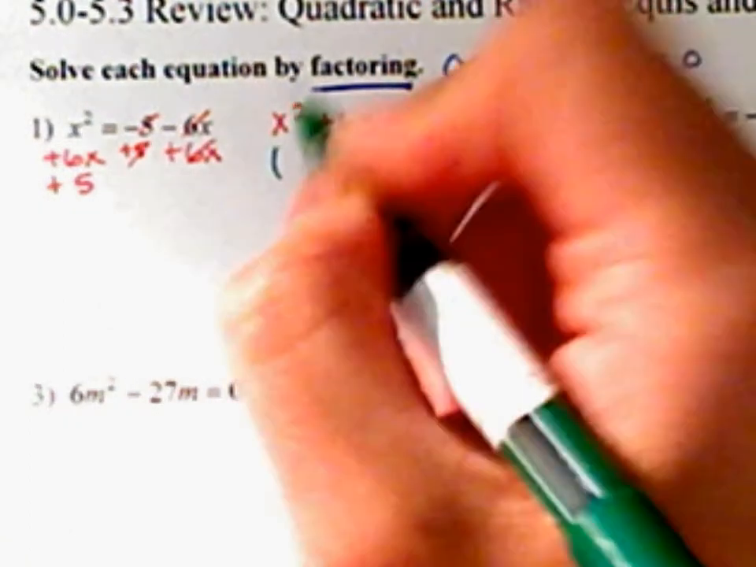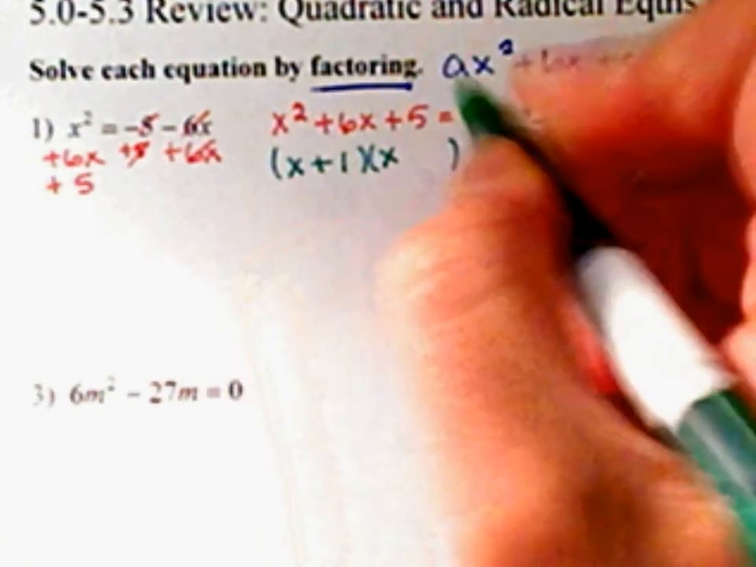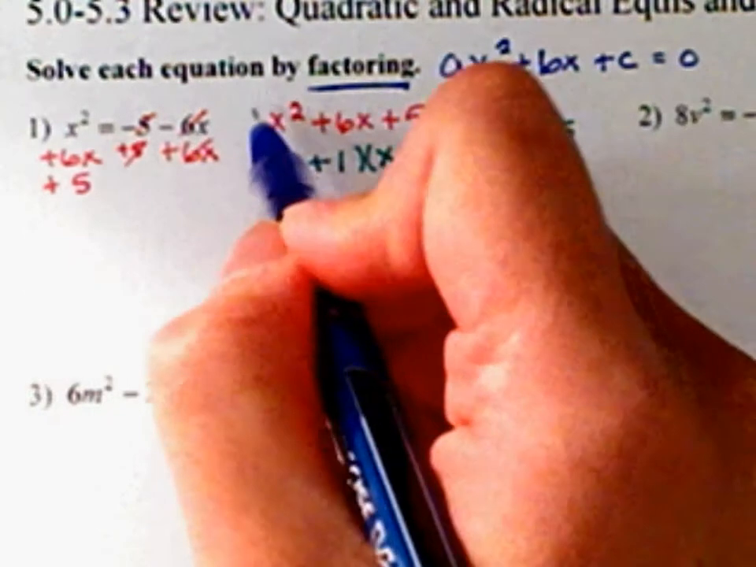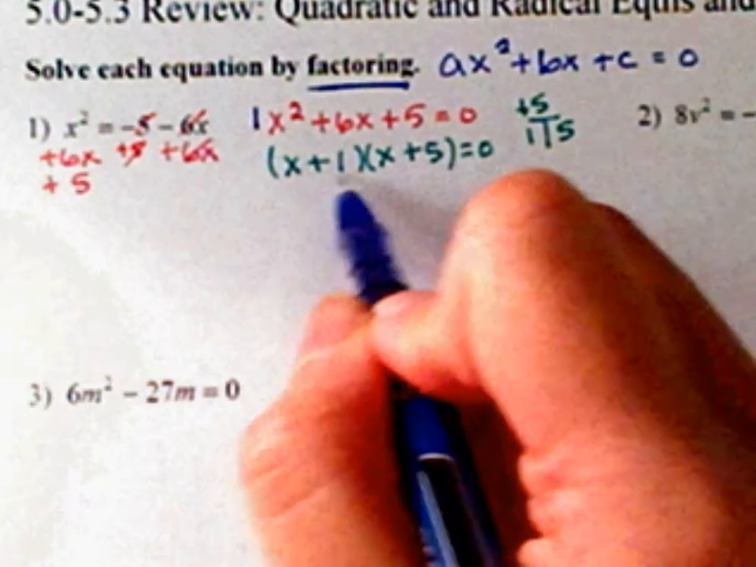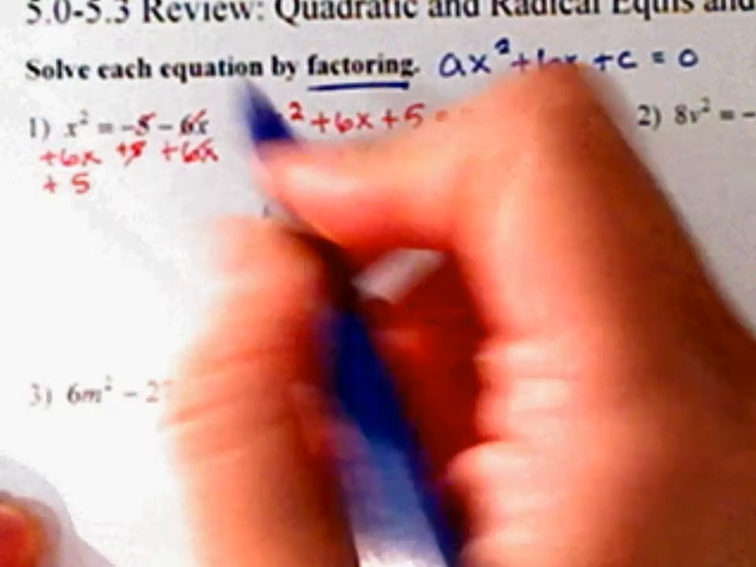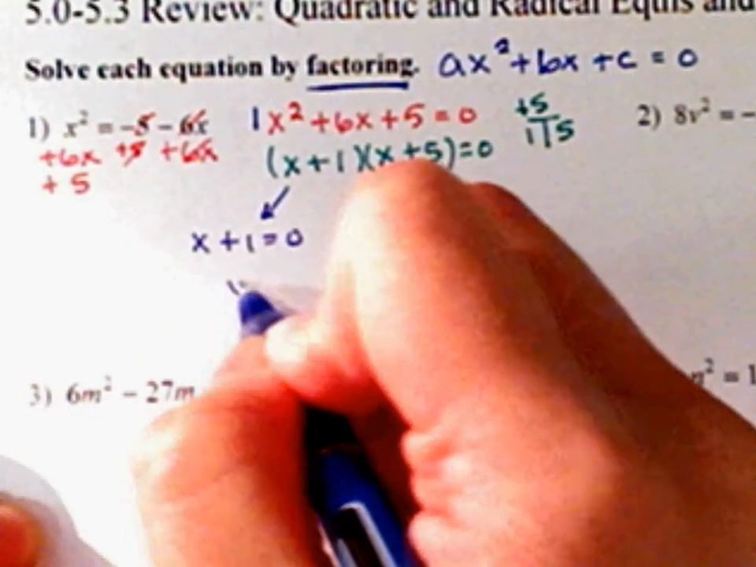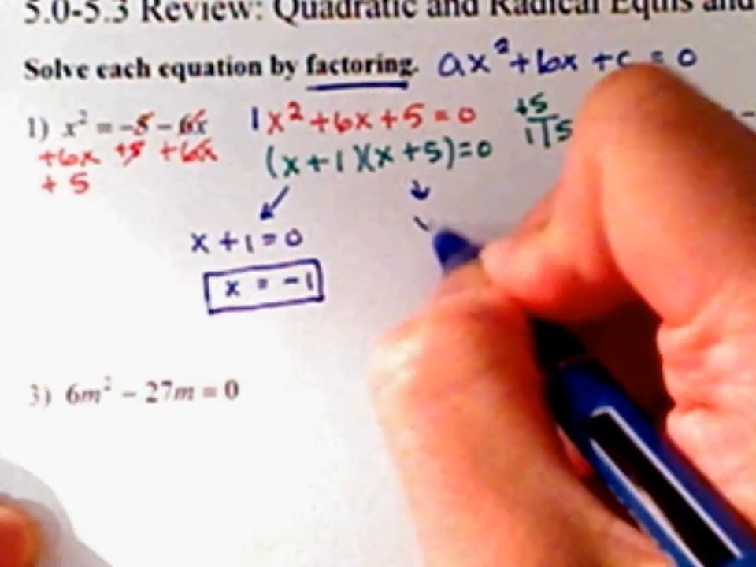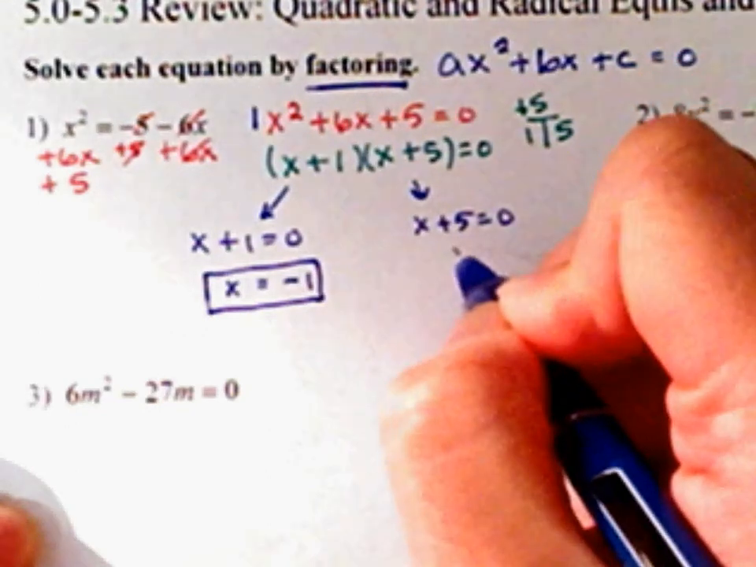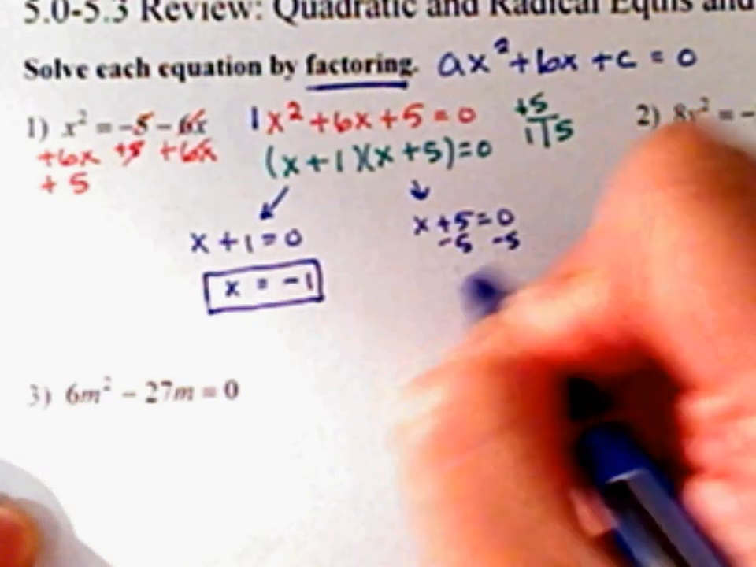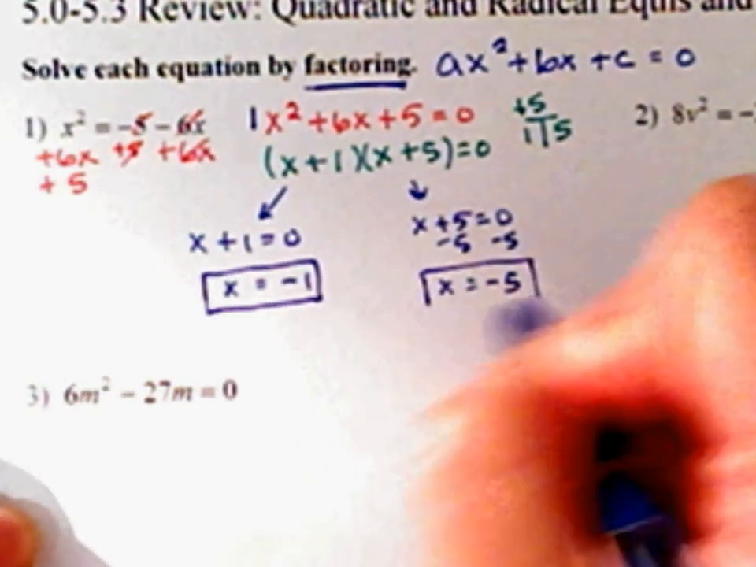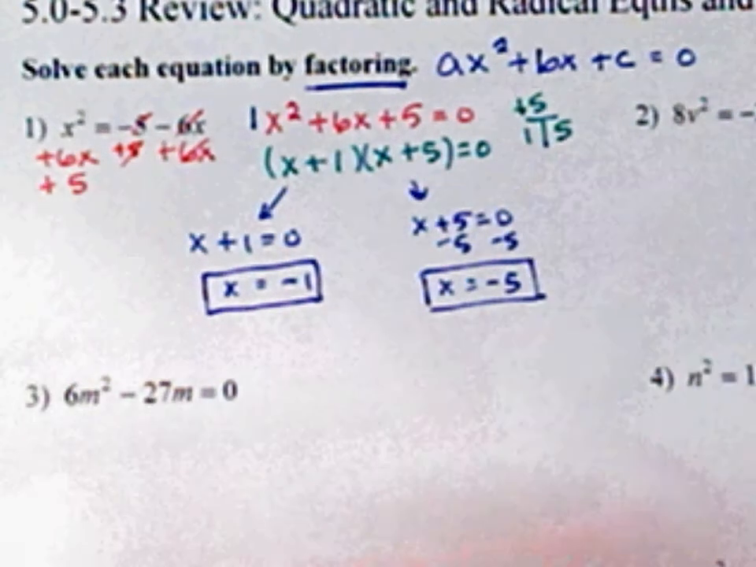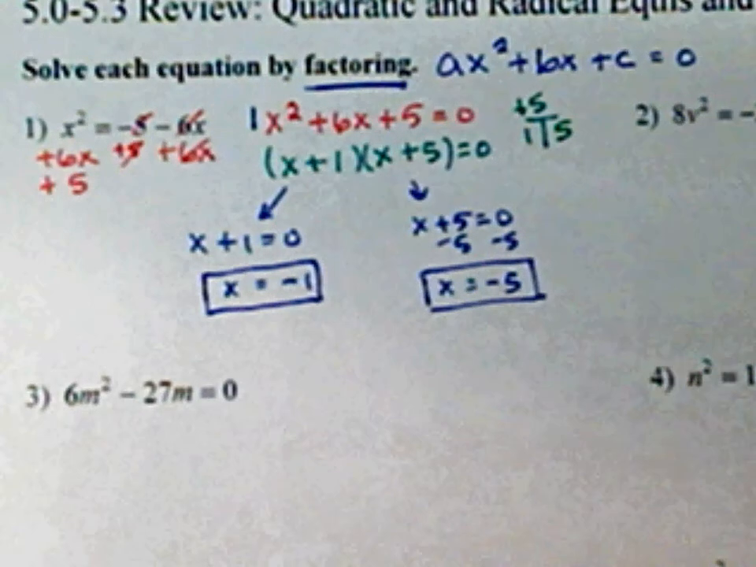Draw your two sets of parentheses. x and x, plus 1, plus 5, all equal to 0. Notice your a here is a 1. Since it's a 1, if you divide anything by 1, it's itself. Set this one equal to 0. x plus 1 equal to 0. Solve. Subtract 1. x is equal to negative 1. Set this one equal to 0. Solve. Subtract 5. So x is equal to negative 5. Okay. You should be able to plug it into the original, and it should come out to be equal. Two solutions, because your highest degree is a 2.